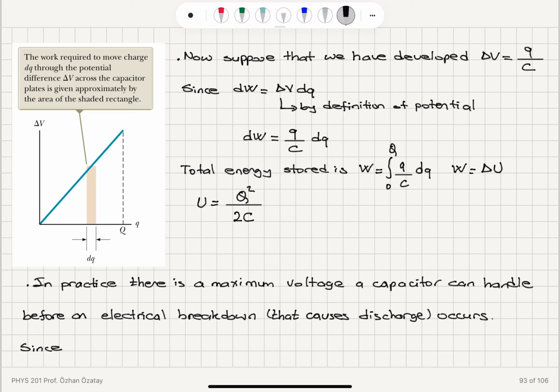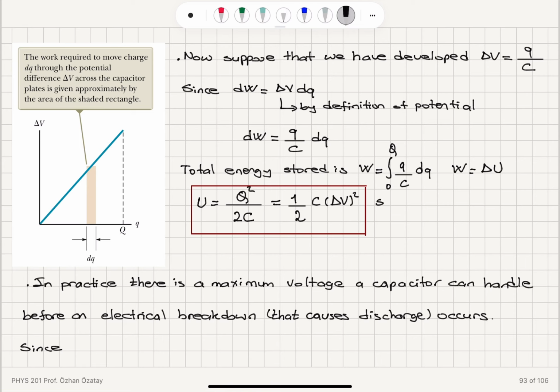All right. And since C is equal to Q over delta V, or Q is equal to delta V times C, if I substitute delta V times C here, this will be C squared delta V squared, so the C's will cancel, and I will be left with 1 over 2 C delta V squared. So there are two ways to write the potential energy stored in a capacitor that carries a charge Q. It is Q squared over 2C, or 1 over 2 C delta V squared.